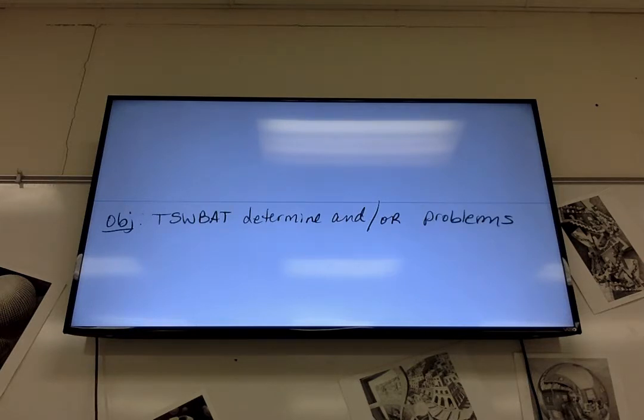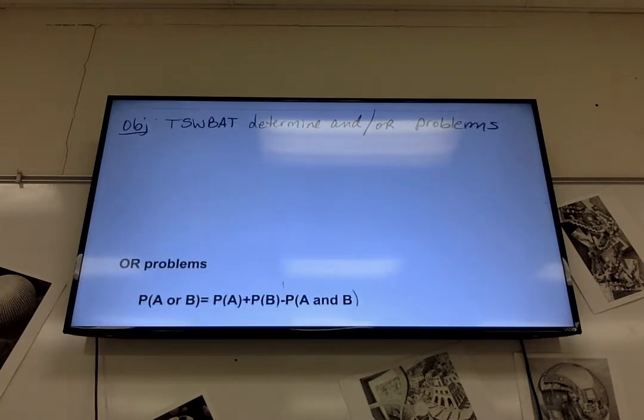So, and and or problems. Here's the formula for an or problem down at the bottom. A and B just stand for any event that's going on. You know, maybe it's rolling a 1 or rolling a 5. We just call it A and B because we don't know exactly what it's referring to.